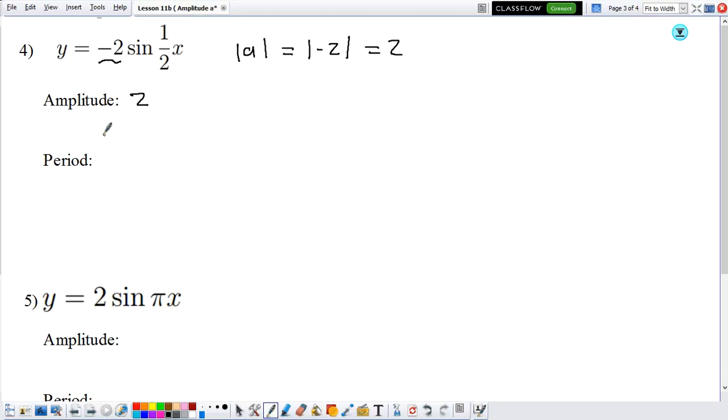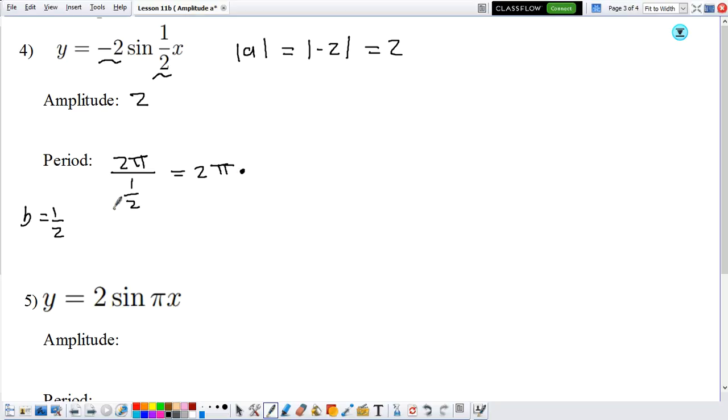Now if we want to find the period, the first thing to do is find out what b is. B is the number inside the function, which is 1/2. So that means that the period of the function is 2 pi over b, which is 1/2. We don't leave our answers as a fraction in the denominator. It's the same to divide by a fraction as to multiply by the reciprocal of the denominator. So it's going to be 2 pi.